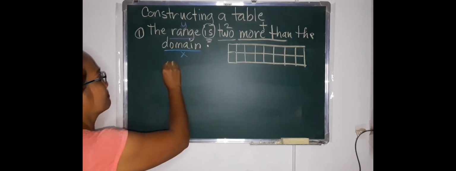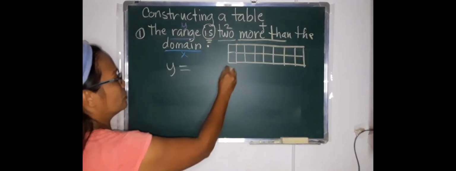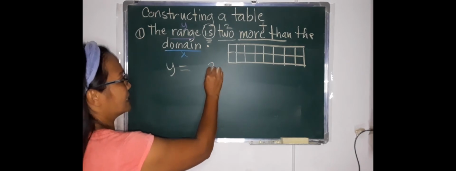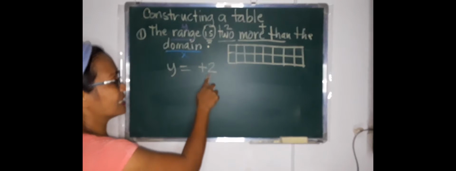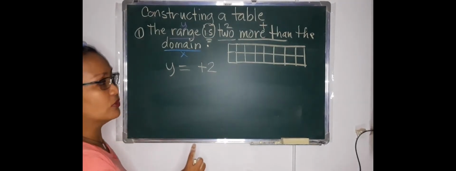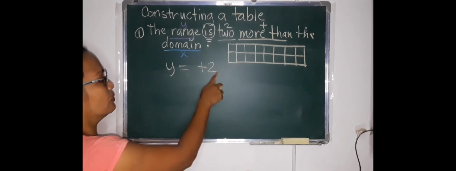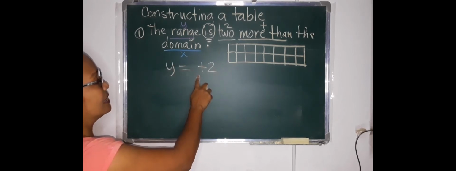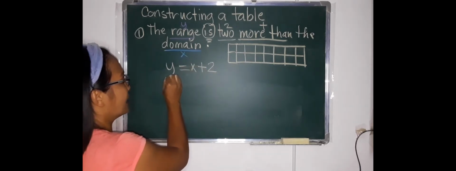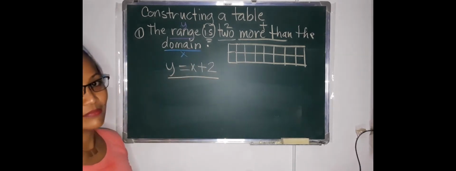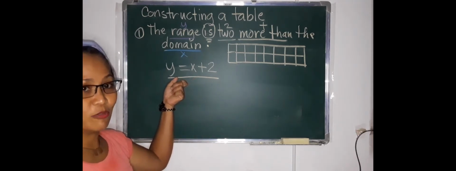So, y is 2 more than, ang 2 natin andito, pabaliktad tayo ha, okay? Bakit? Kasi ang constant nasa dulo, okay? Range is 2 more than the domain. Our domain is x. So, eto na ang ating equation. It's already written in slope form.